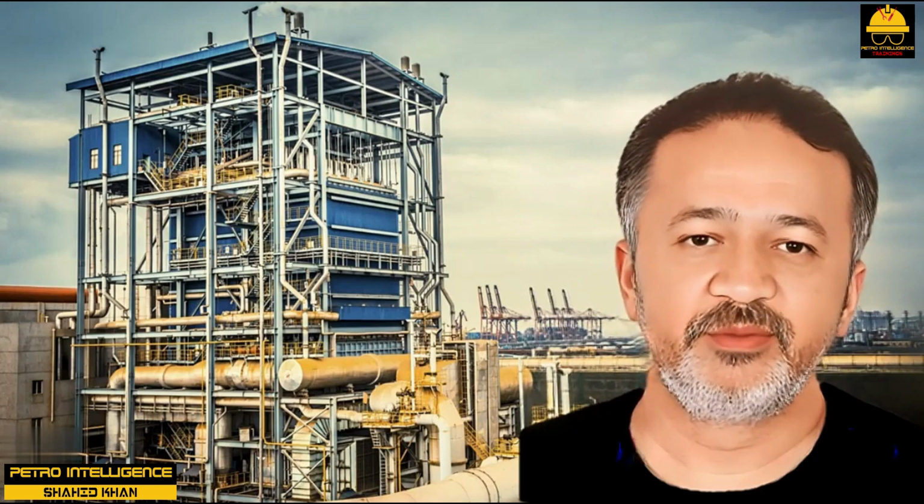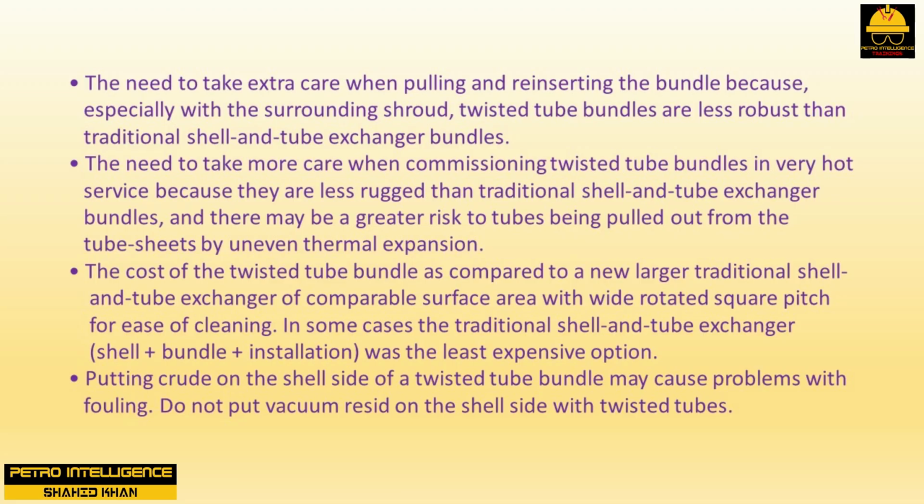Other problems and concerns with twisted tube exchangers have been the need to take extra care when pulling and reinserting the bundle because, especially with the surrounding shroud, twisted tube bundles are less robust than traditional shell and tube exchanger bundles. The need to take more care when commissioning twisted tube bundles in extremely hot service because they are less rugged than traditional shell and tube exchanger bundles, and there may be a greater risk to tubes being pulled out from the tube sheets by uneven thermal expansion.